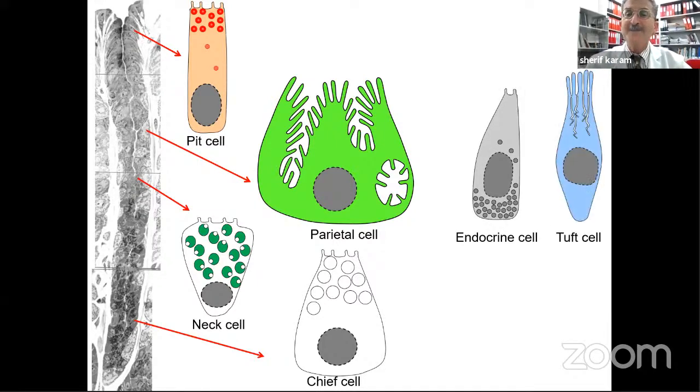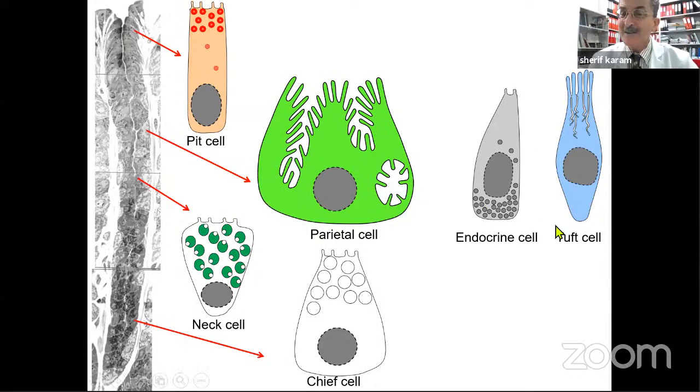There are two other types of cells which are to some extent neglected. Like endocrine cells, for example, there are many types of endocrine cells along this gastric gland. They are scattered everywhere, like the parietal cells are also scattered. But the endocrine cells are scattered and they are different categories. We call them the enteroendocrine cells of the gastrointestinal tract.